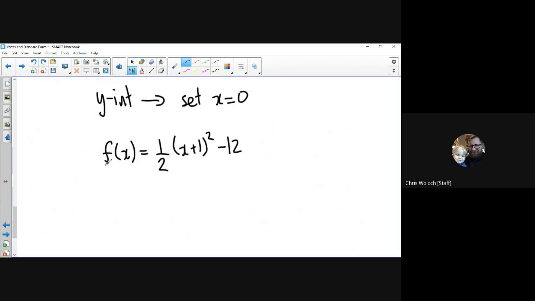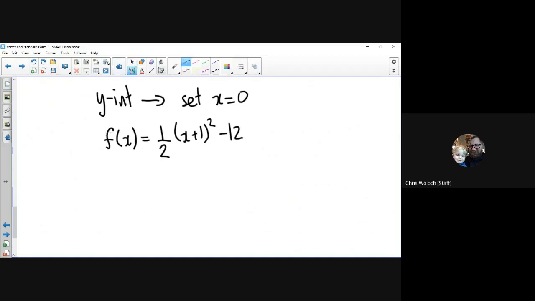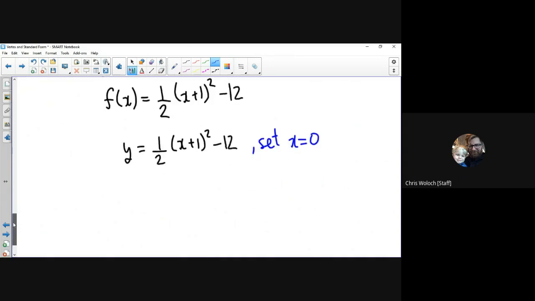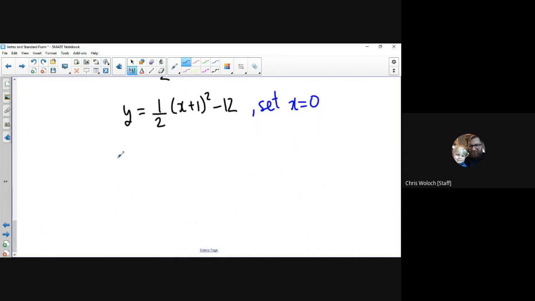And if you want to change f of x to y, that is totally okay. If you want to write it as y equals 1/2 (x plus 1) squared minus 12, we're going to set x equal to 0. So I have y equals 1/2 (0 plus 1) squared minus 12. And now we just solve for y.